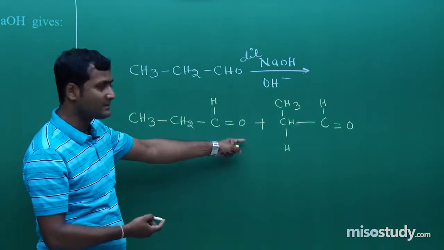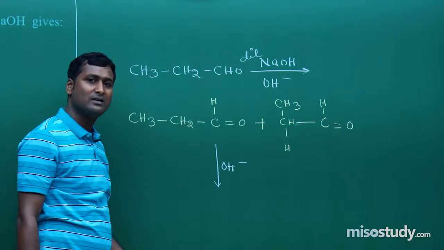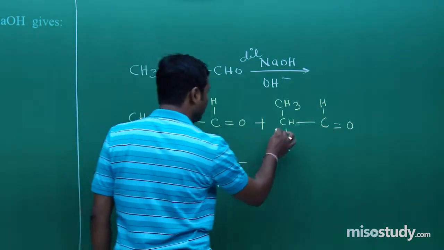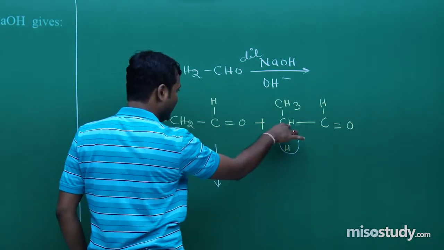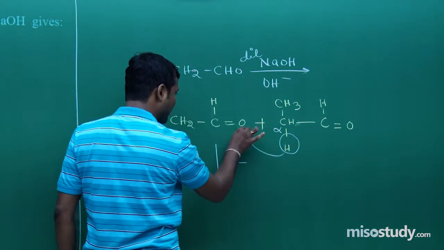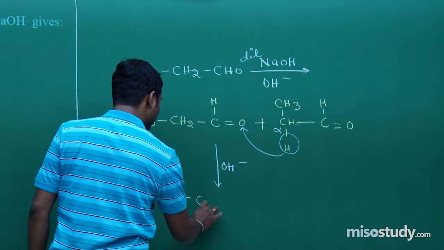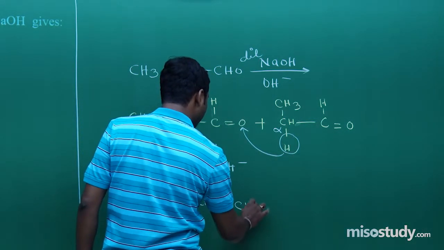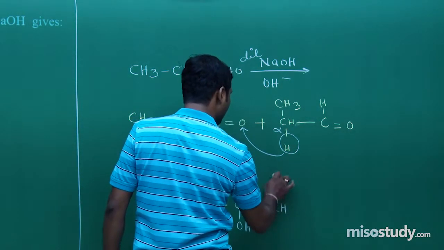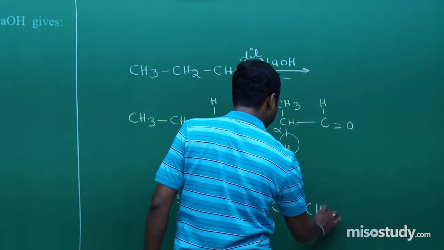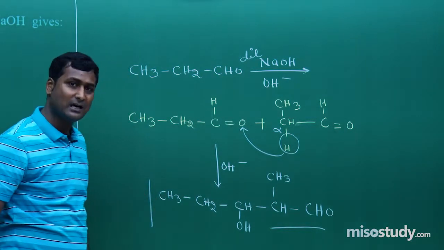I have written this as 2 moles, and we know in presence of base, this is the famous aldol condensation. This one is the alpha carbon, so this one is alpha hydrogen. It can be written like this, CHH, so this will add here. So the product is CH3 CH2 CH, then OH, then CH with CH3, then CHO. This is the product.